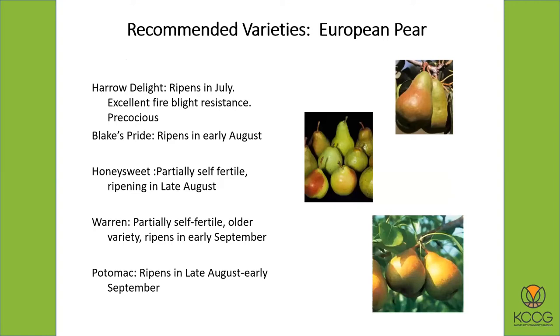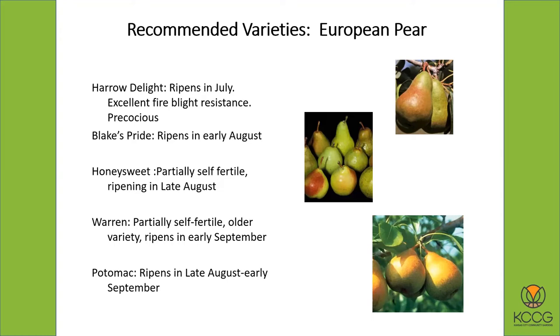So here we are with European pears, and we like to grow pears around here because pears actually have less insect pests than apples. Both European and Asian pears do grow very well around here. Now, with European pears, we're looking for good fire blight resistance. That is really one of the main criteria that we're looking at.